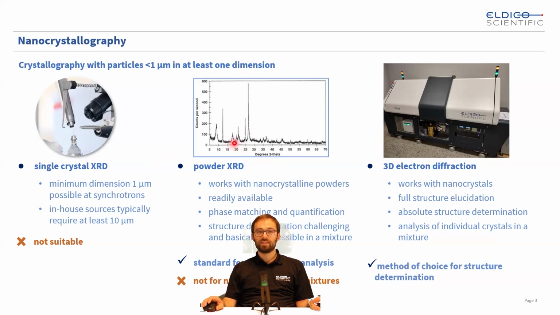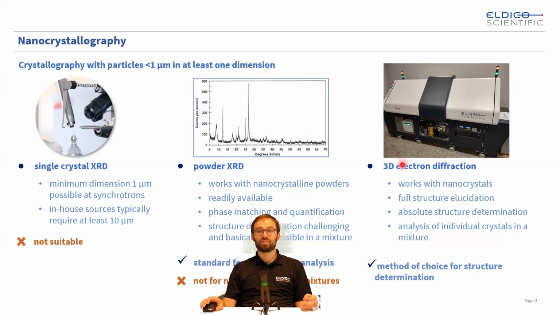Then we have powder XRD. This is, of course, the standard method for bulk powder analysis. It works with nanocrystalline powders. It is available because there is an instrument in almost every institute. You can do phase matching and quantification with this. This is all very well established, but it gets very challenging if you have a mixture with an unknown compound, because then the structure determination of this compound is basically impossible. So you can't really apply this if you have a novel structure in your mixture.